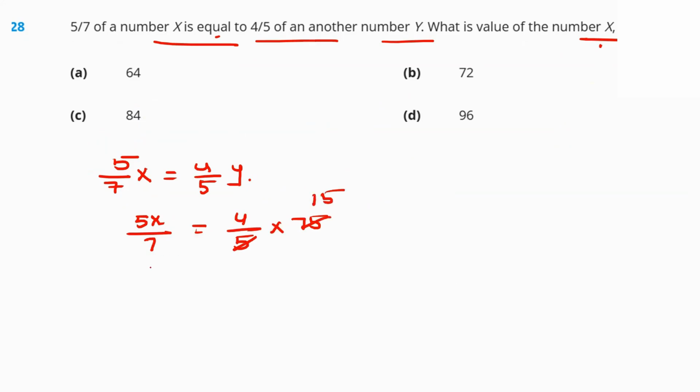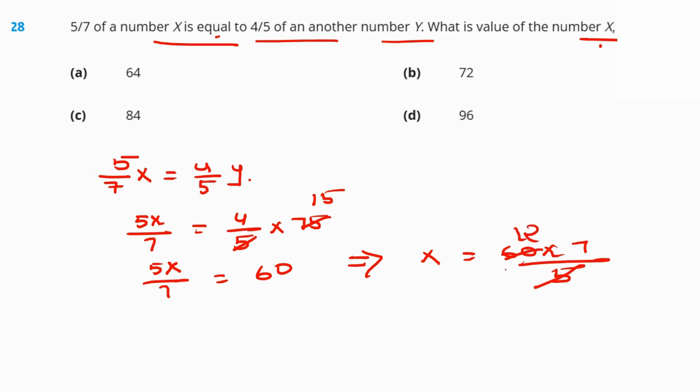That gives me 4/5 of 75. 15 into 4 is 60. So 5x by 7 is equal to 60. So what's x? 60 multiplied by 7 divided by 5. 12 into 7. 12 sevens are 84. Option C is the answer.